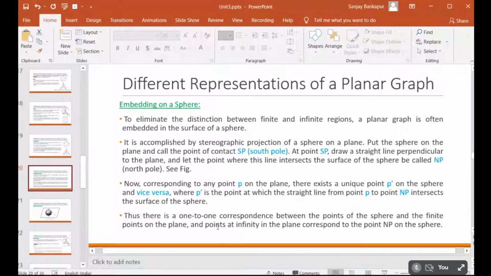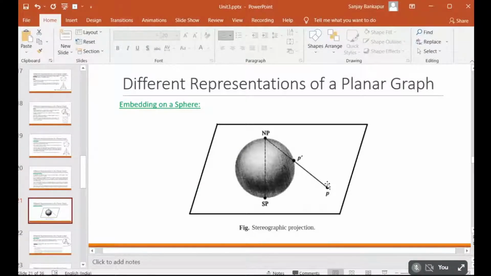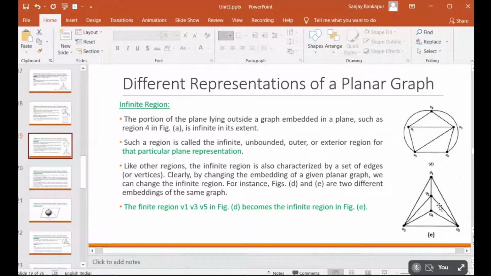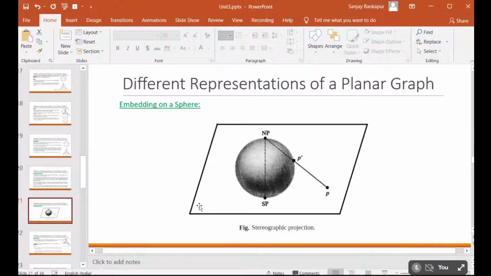So there is a one-to-one correspondence between the points of the sphere and the finite points on the plane. We can take any graph which is embedded on a sphere and make the corresponding points on the plane with a one-to-one mapping, such that the vertex V1 is here, very close to P, and its image is vertex V1 dash, which just moves from sphere to plane. Then when we rotate, the finite and infinite things won't get mixed up, like in the previous example, where changing the representation by moving here and there turned an infinite thing into an infinite region. To have that reference, usually graphs are represented on a sphere.